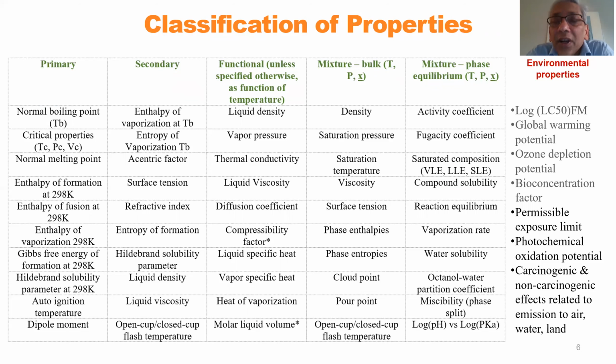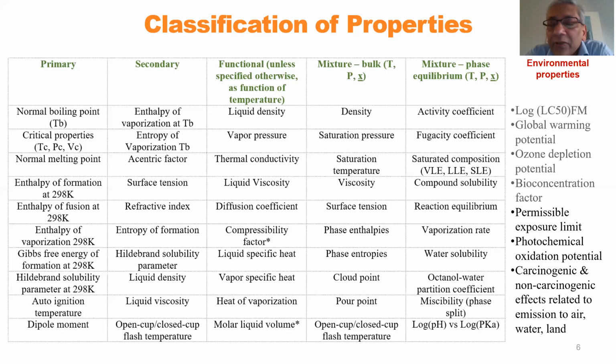The fourth one is mixture property. That means we have a mixture at a specific phase at a specific condition of temperature, pressure, composition, and we want to know, for example, the density of the liquid mixture or the bubble point of the liquid mixture and so on. The fifth are phase equilibrium related mixture properties. So we have a mixture which is supposed to exist in more than one phase at equilibrium, and then the properties related to that. And the final one are the effects that we talked about. We call them environmental or harmful properties. So log LC50, global warming potential, bioconcentration factor. So we have over 100 different types of properties.